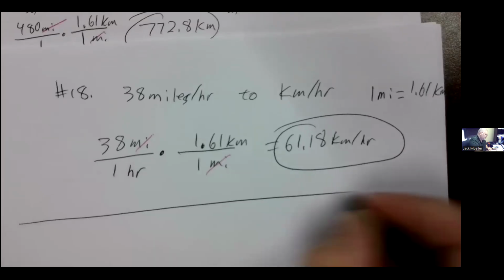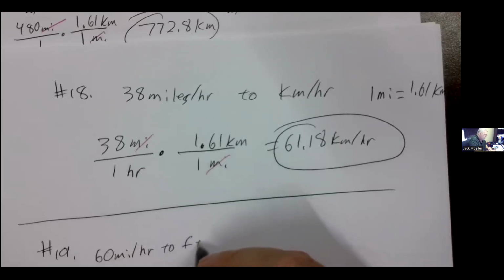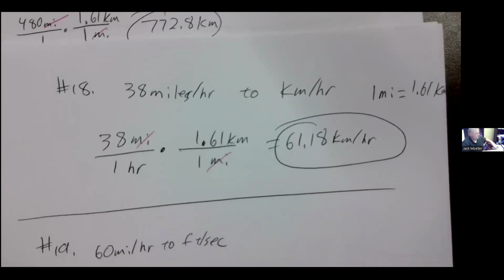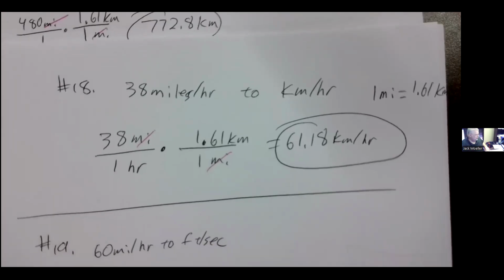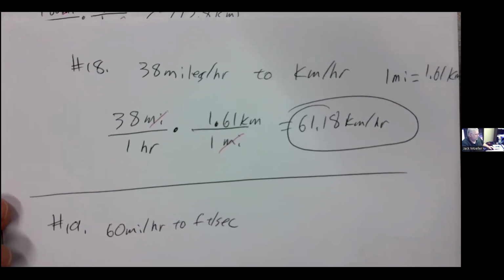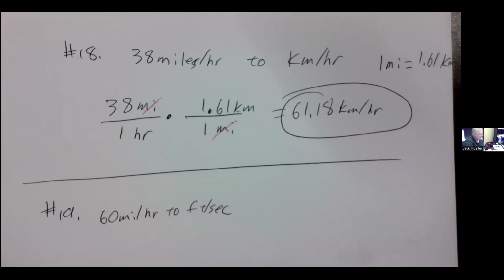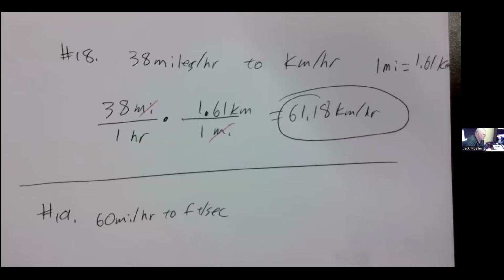How about number 19? So now we're doing 60 miles per hour to feet per second. And oddly enough, this is a homework problem I probably did in class in 10th grade chemistry. I still remember this like 40 years later. And this is also why I don't like people on the road tailgating me, riding too close to my bumper. And you'll see why when we get through this.